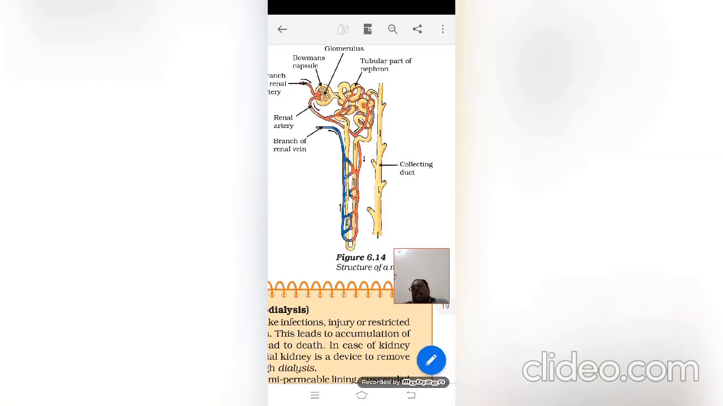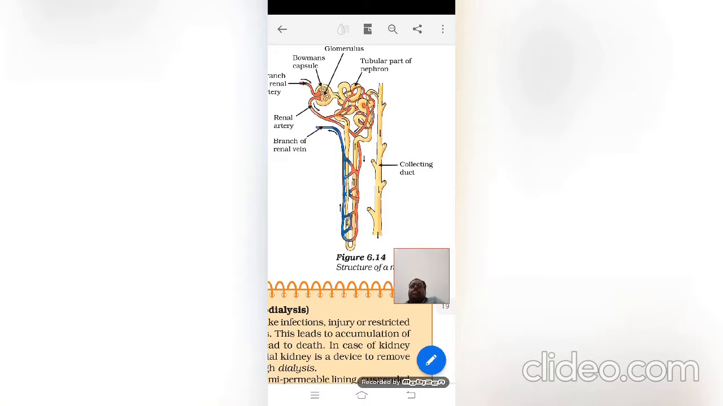If anything happens to the nephron, that will lead to damage of the kidney. That means the process of filtration never takes place, so it leads to problems. And the function of the kidney is not only excretion; there is one more main function inside the kidney, that is osmoregulation.